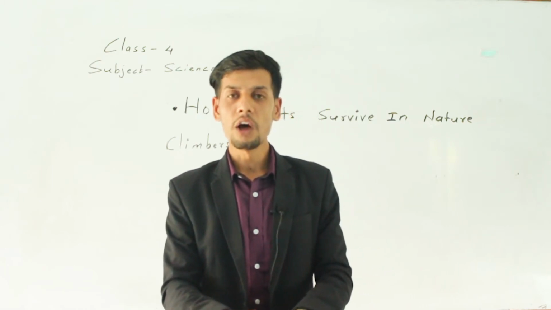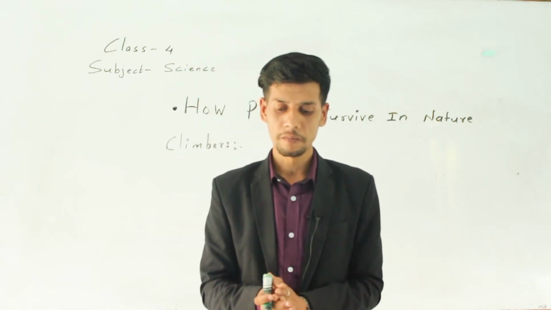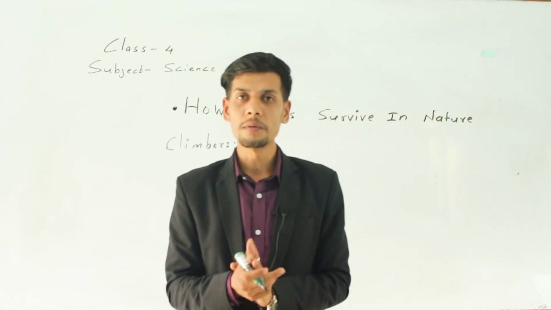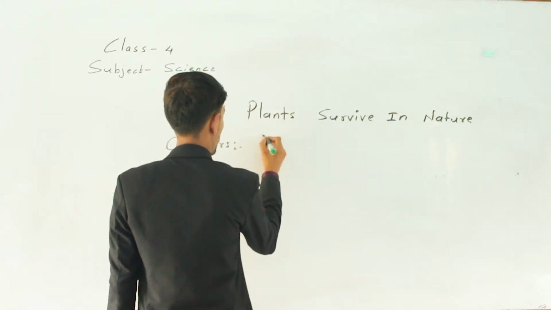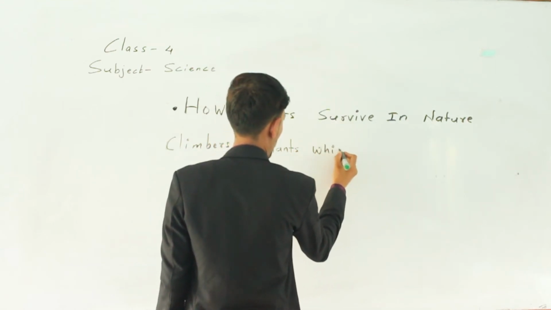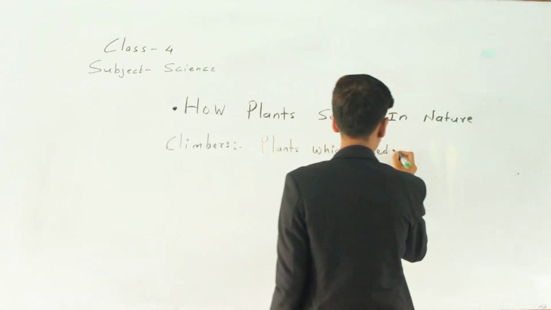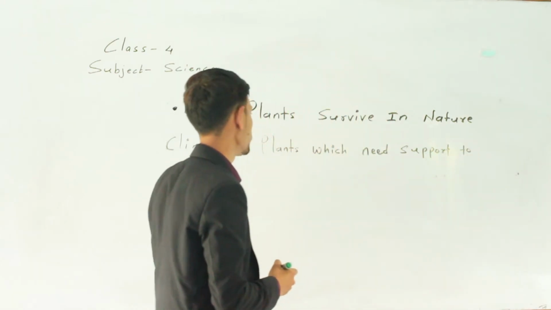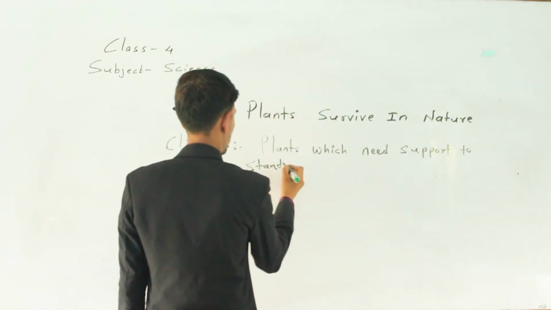And they have a long and weak stem. So how to define climbers? The plants which need support to stand are called climbers.